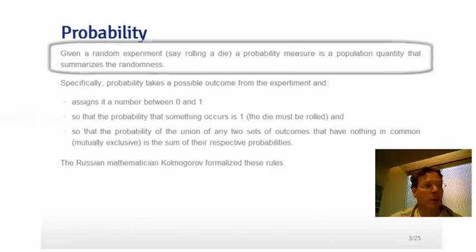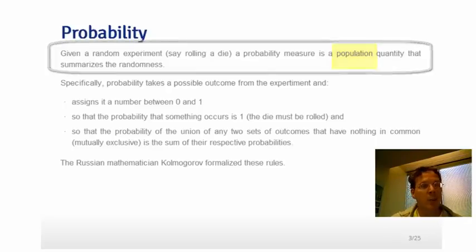Let's talk about probability. Given a random experiment, say for example rolling a die, a probability measure is a population quantity that summarizes the randomness. I want to emphasize this word population here. What this means in the die roll context is that we think of it as an intrinsic property of the die, not as something that is a function of a simple set of fixed rolls of the die. So when we talk about probability, we're not talking about something that is in the data that we have, but as a conceptual thing that exists in the population that we would like to estimate.